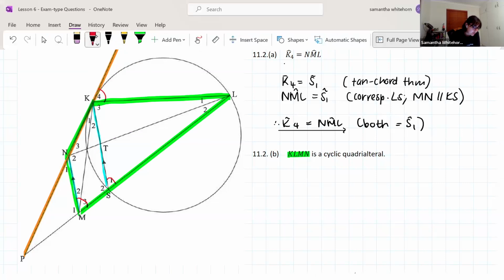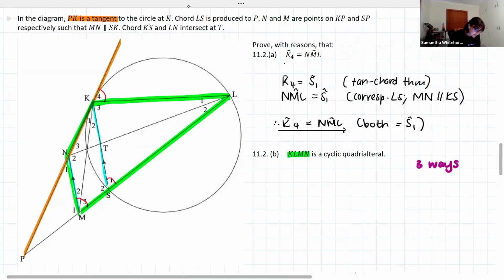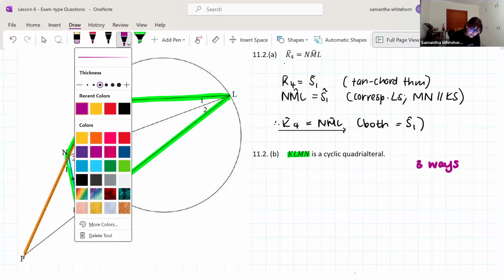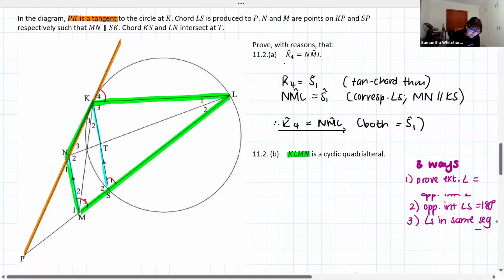Now, there are three ways to prove that something is a cyclic quad. Obviously, you don't do all three, you just pick one. The first way is to prove your exterior angle is equal to your opposite interior angle. The second way is to prove that opposite interior angles equal 180 degrees. And the third way is to prove that angles in the same segment are equal. Those are the three ways that you can do it.